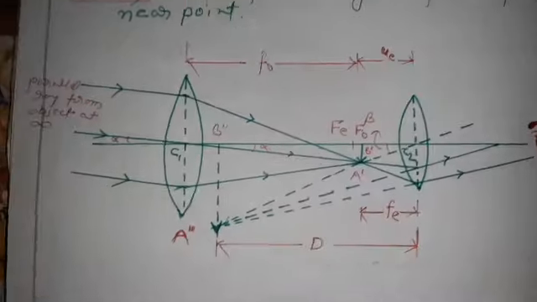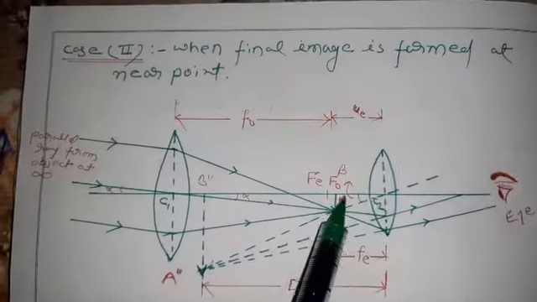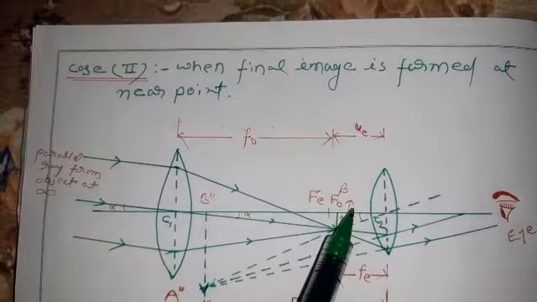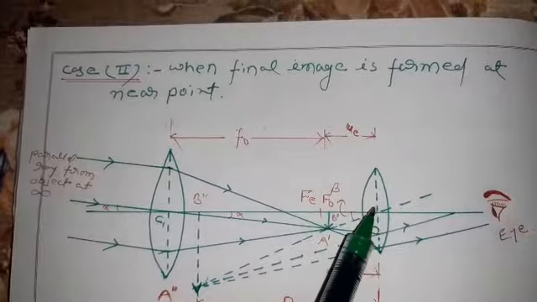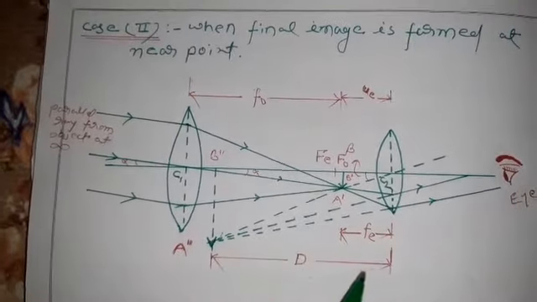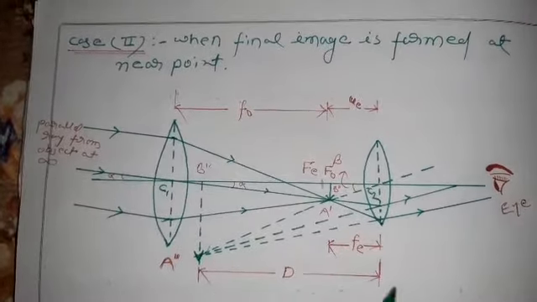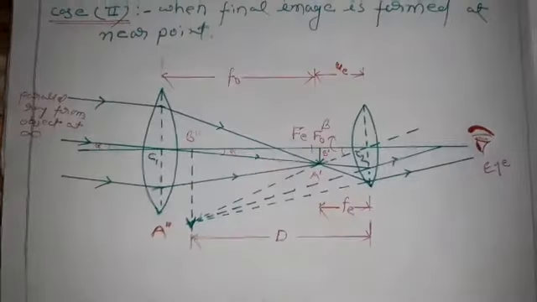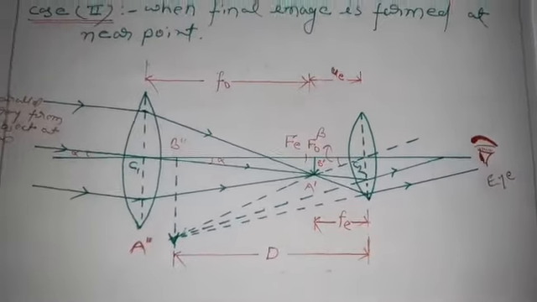So this will be your object distance. This is working as a virtual object for this eyepiece lens. So this is your object distance, this is your image distance. Remaining things are the same.